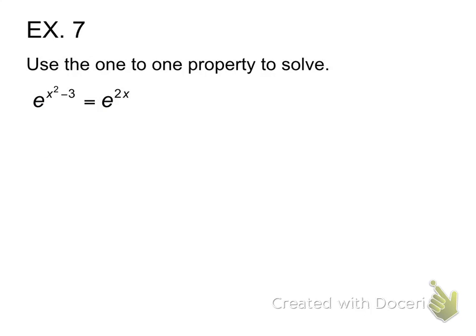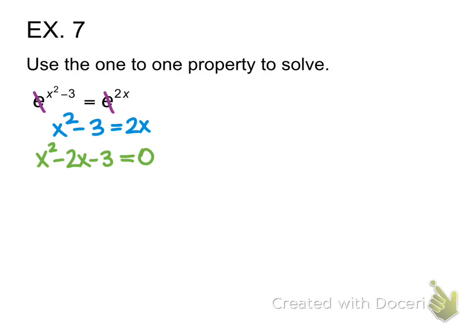Okay, number 7, we're going to use the one-to-one property again. It's just this time we have base e. So notice on the left and right, both of these are base e. So since they're the same base, I can drop the base and set the exponents equal to each other. So anytime you have a trinomial, you have an x squared, an x, and a number, you have to move everything to one side of the equation. So I'm going to move the 2x over to the other side. So x squared minus 2x minus 3 equals 0.